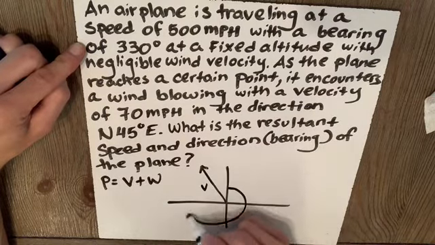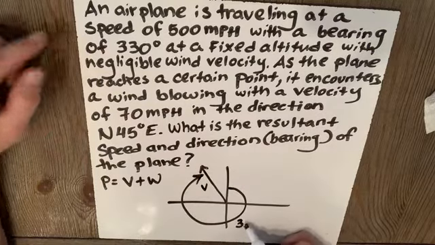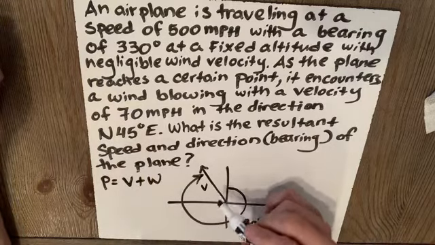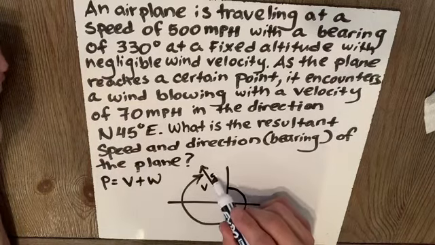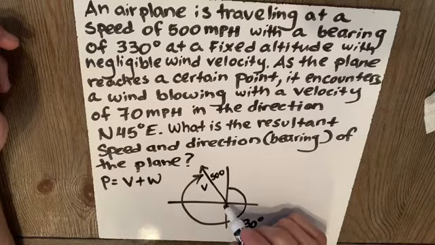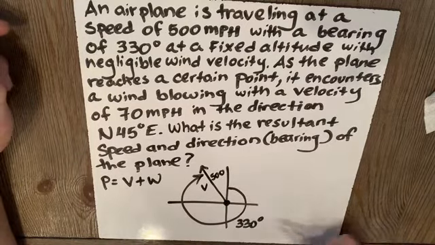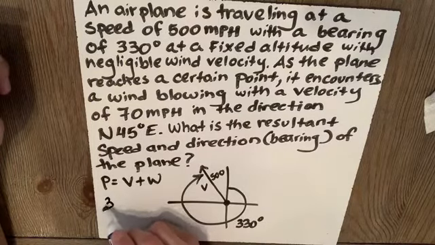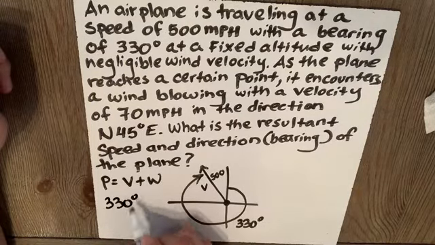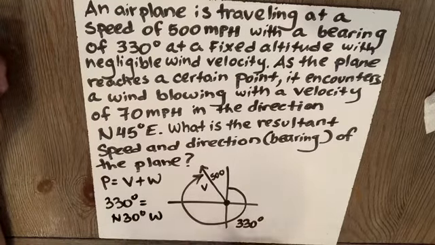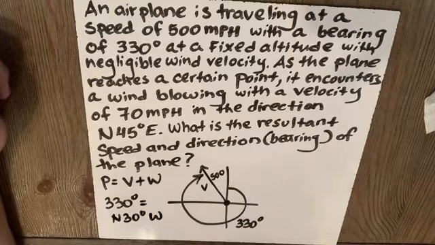Notice its bearing is 330 degrees. They use the word bearing. So that's where it's headed, and its magnitude is 500. All right? That's our plan. Like we're in a satellite over the Earth, and we see that's the flight path of the plane. It's going to the northwest. By the way, a bearing of 330 degrees from north is the same as saying north 30 degrees west, because this angle here would be 30 degrees.